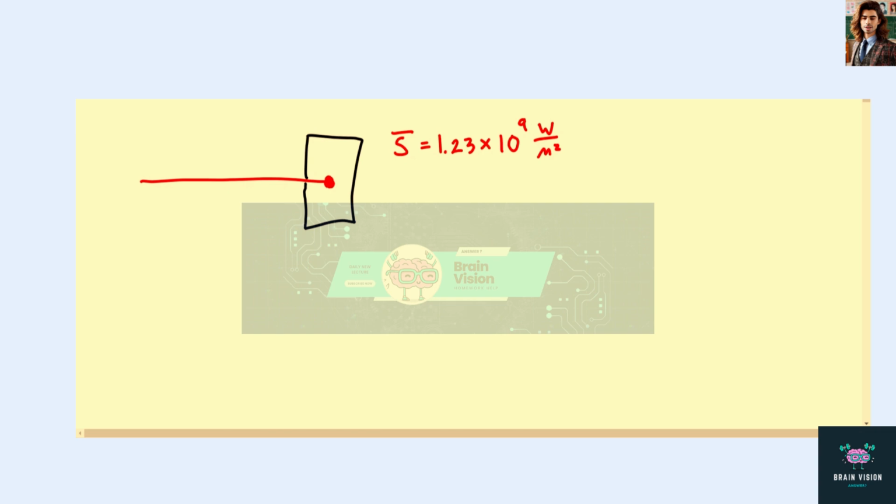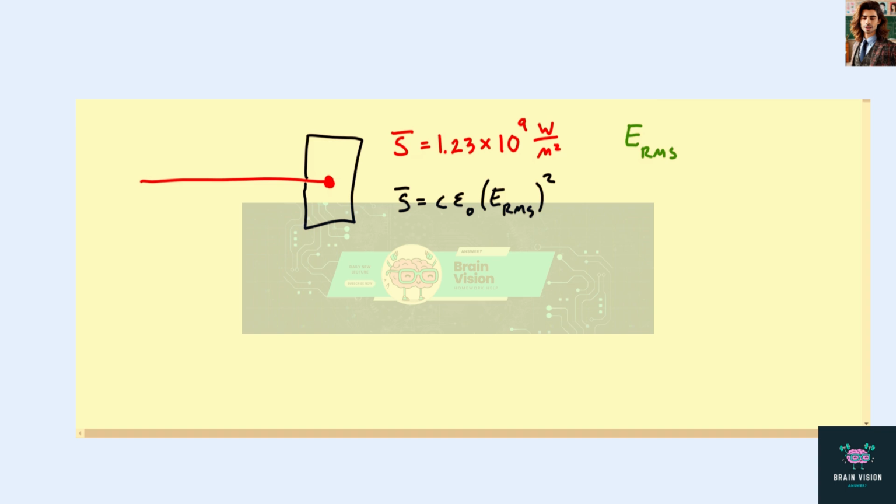And what we're attempting to find in the first part here is the RMS value of the electric field. That's the root mean square value of the electric field. Well, we have an equation that will relate these two things. It's actually the average intensity equal to C times epsilon naught times the ERMS squared.